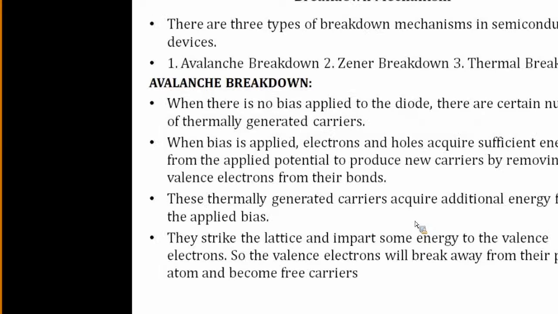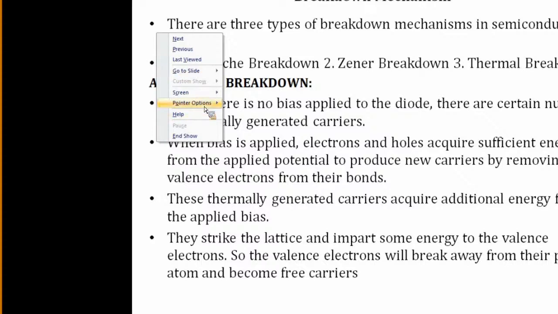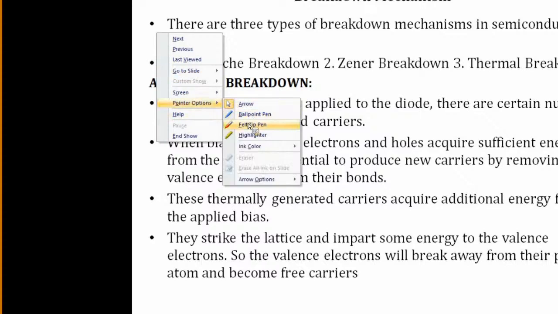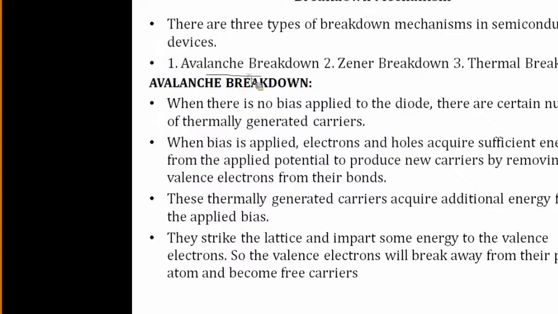Right. Now there are three types of breakdown mechanisms in semiconductor devices. The first type is avalanche breakdown, the second type is Zener breakdown, and the third one is thermal breakdown. Generally, you are going to see only these two types of breakdowns: Zener breakdown as well as avalanche breakdown.